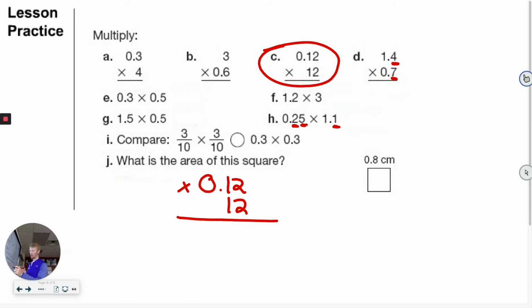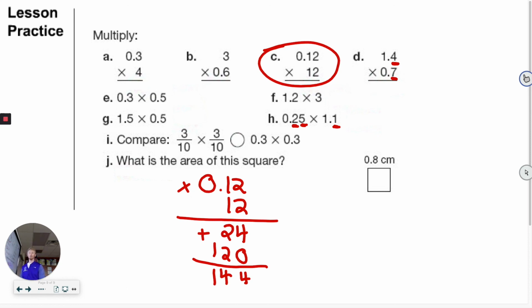So you multiply it normally. 2 times 2 is 4. 2 times 1 is 2. All right. Now I go on to the 1, so I add a 0. 1 times 2 is 2. 1 times 1 is 1. And then I add. I have a 4, and a 1. Now I look at my original problem.